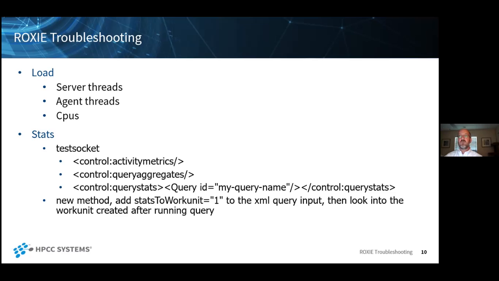Adding stats to workunit equals 1 to the query input XML will then collect stats just for that query and save the stats in a workunit, which can be viewed with ECL Watch or Dali Admin. Looking into the stats of each activity of a query can be very helpful in trying to locate problem areas.